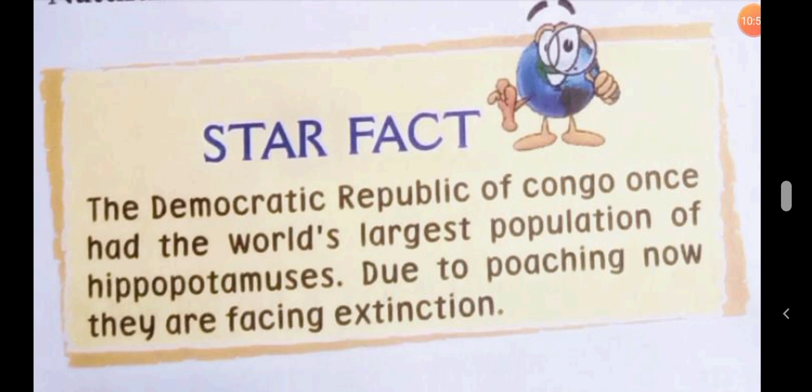Student, there is a star fact about Democratic Republic of Congo. The Democratic Republic of Congo once had the world's largest population of the hippopotamus. Due to poaching, now they are facing extinction. So now the hippopotamus is going to be extinct from the Democratic Republic of the Congo because of the poaching.